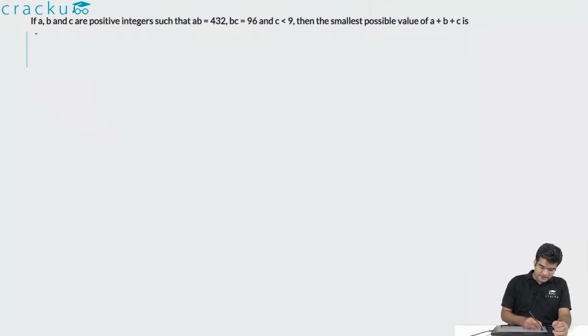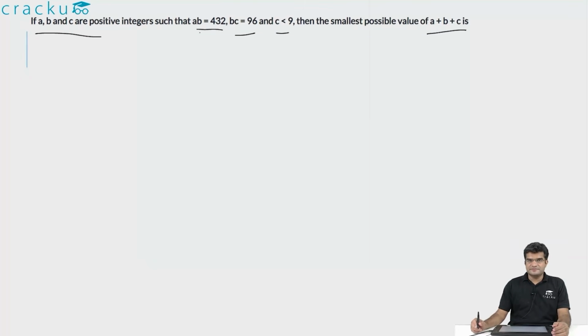In this question, we are told that a, b and c are all positive integers such that the product of a and b is 432, the product of b and c is 96 and the value of c is less than 9. And we are asked to find out the smallest possible value of a plus b plus c.